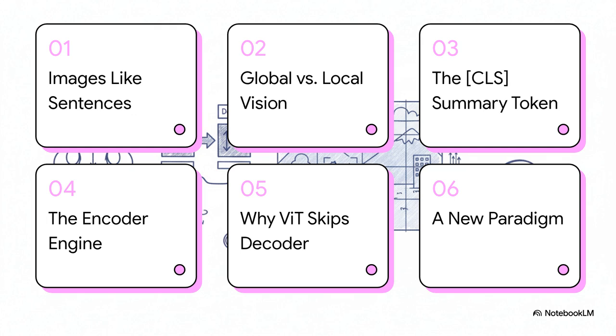The answer to that puzzle is a model called the Vision Transformer, or ViT for short. And in this explainer, we're going to pull it apart piece by piece. We'll start with the craziest idea, how it literally turns images into sentences. Then, we'll look at how its global vision is totally different from older models. We'll uncover the secret of a special little summary token that does all the heavy lifting. After that, we'll peek under the hood at the engine itself, figure out why it only needs half of the original transformer architecture, and finally, we'll see why this one idea changed everything. So, let's jump right in.